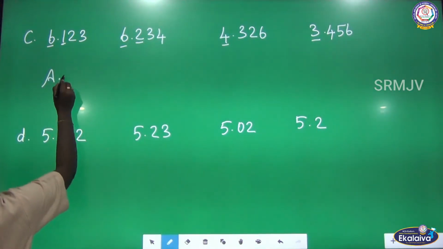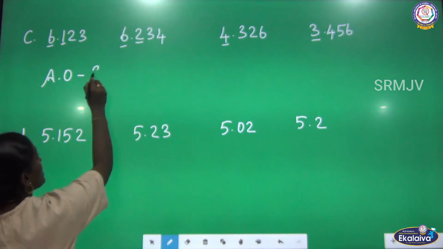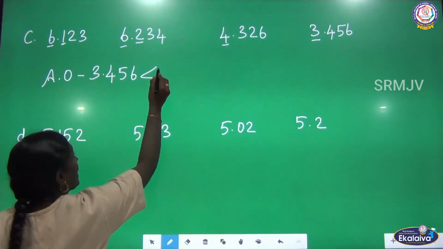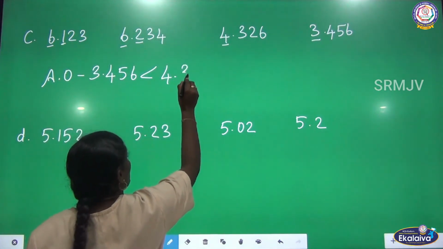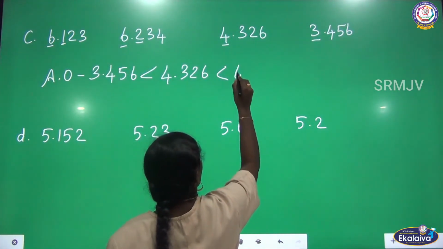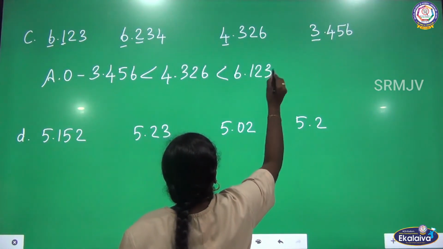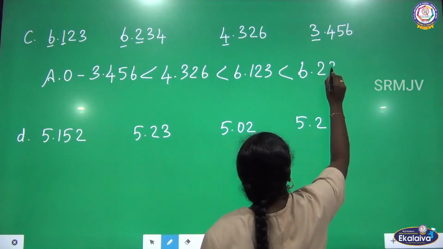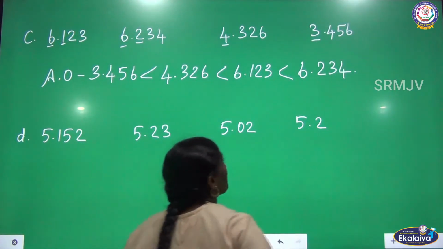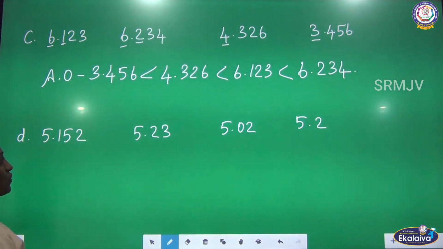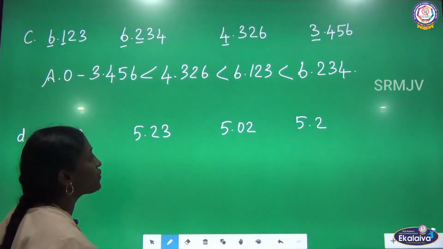Let us write in ascending order. The first one is 3.456 and 4.326. Then 6.123 and the last greater number is 6.234. Is it clear? The next one 5.152, 5.23, 5.02, 5.2.